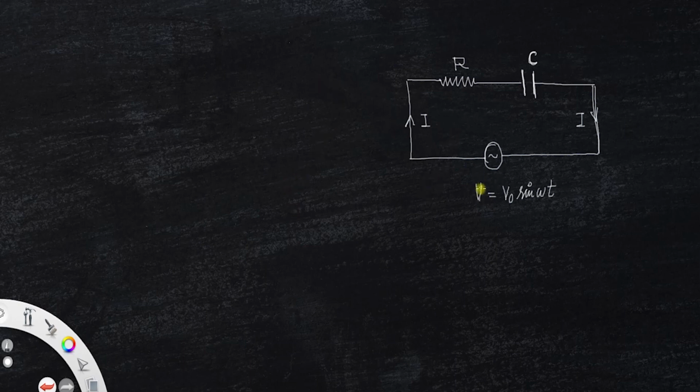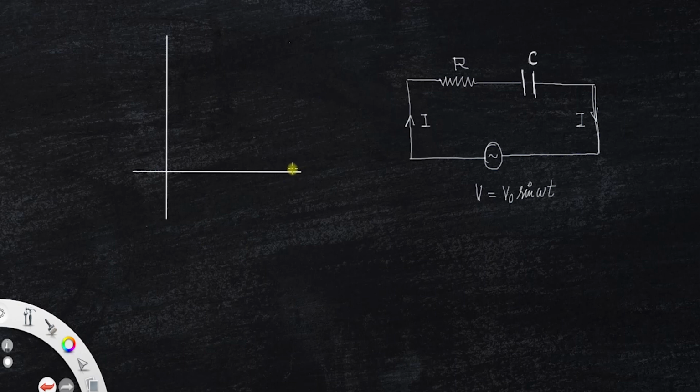Clearly, the voltage V is the source voltage and it will get divided between R and C. This division is in accordance with vector algebra, not with ordinary algebra. We will discuss that. For that, we have to draw a phasor diagram. Let me draw a phasor diagram.